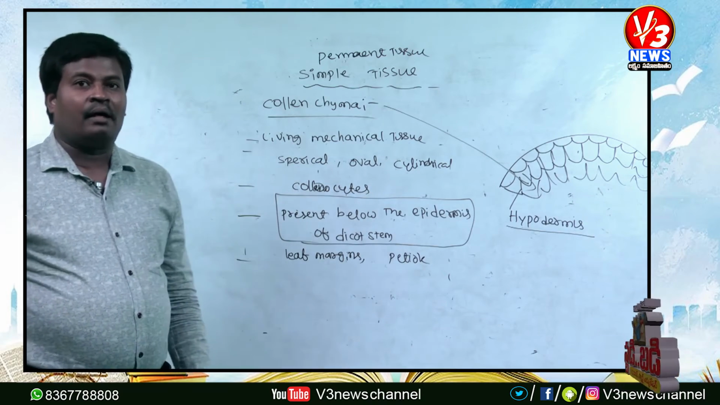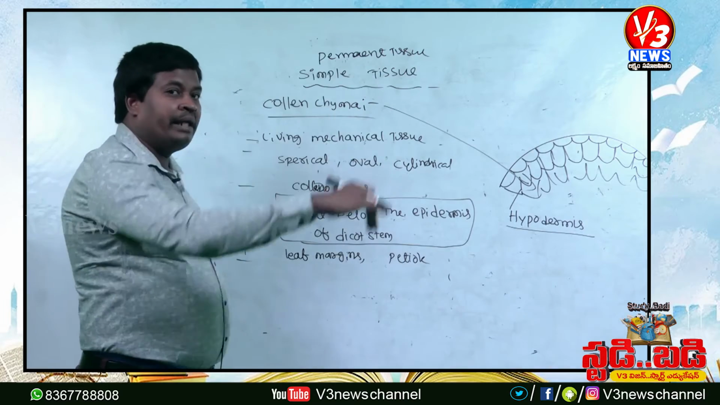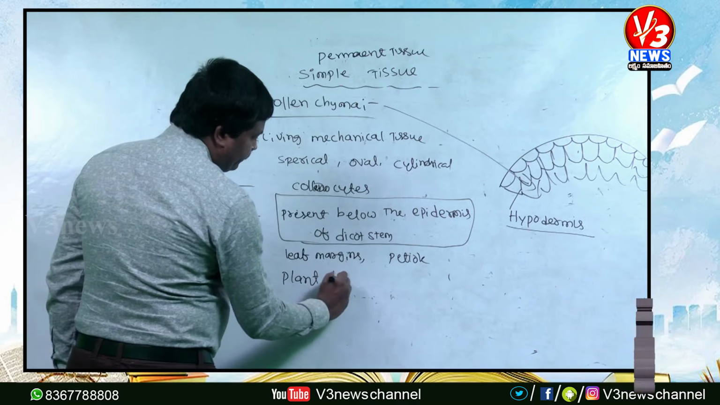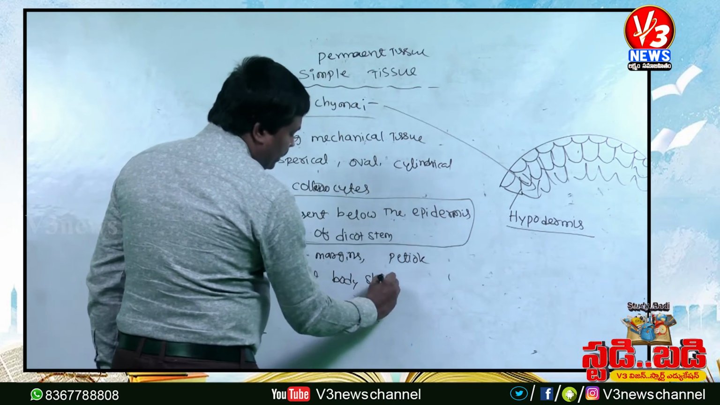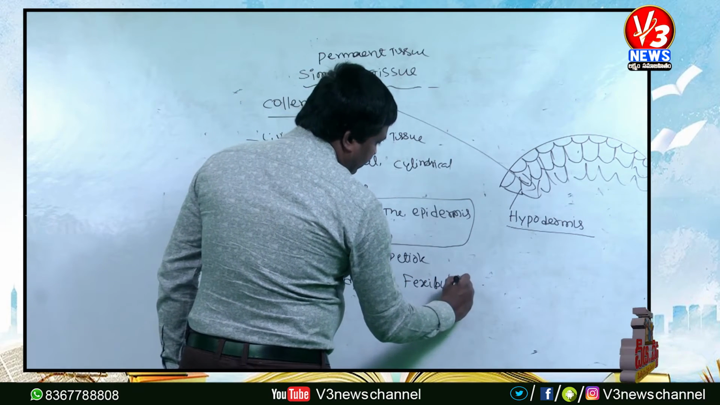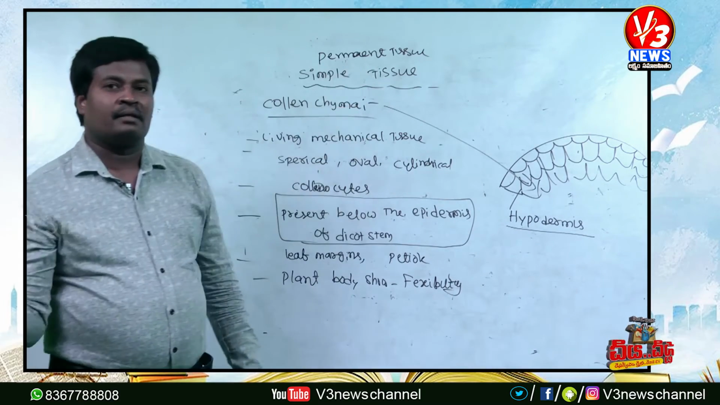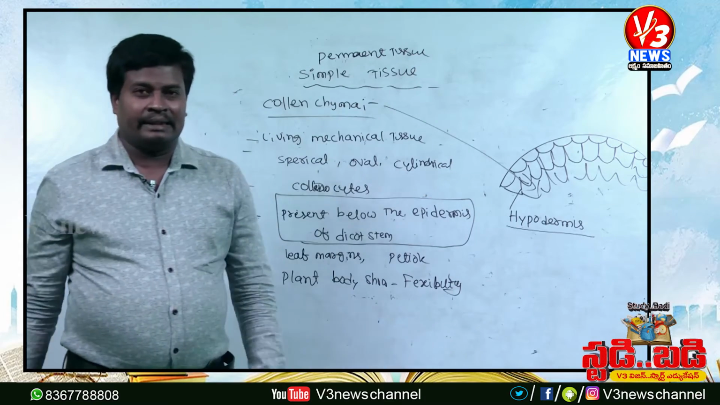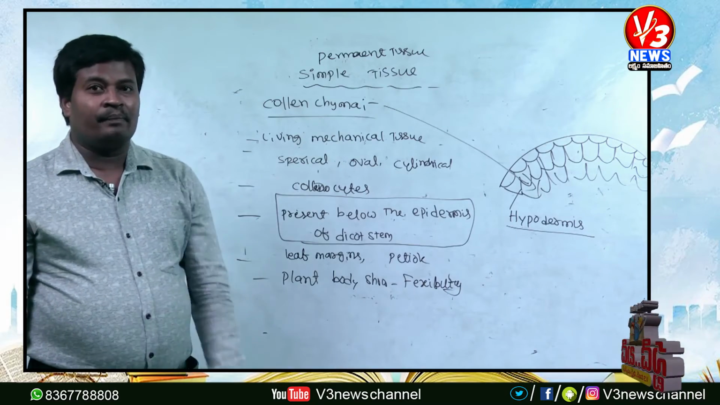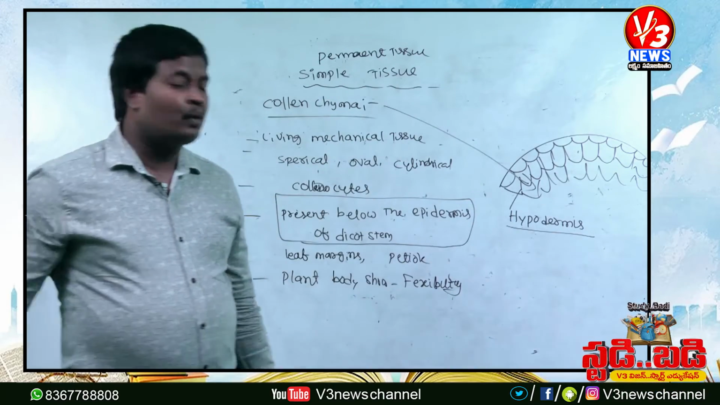When there is heavy rainfall and due to environmental conditions, the plant body exhibits flexibility. What does flexibility mean? Due to heavy rain or heavy wind, the plants bend towards one side. Again, it is not breaking. Why is it not breaking after bending? Because of the presence of the collenchyma.